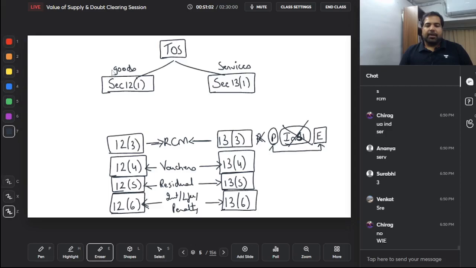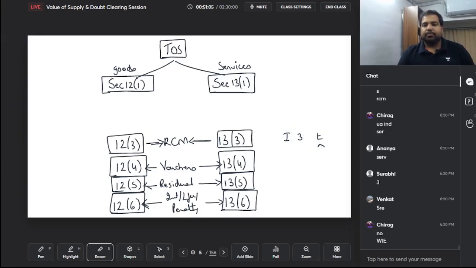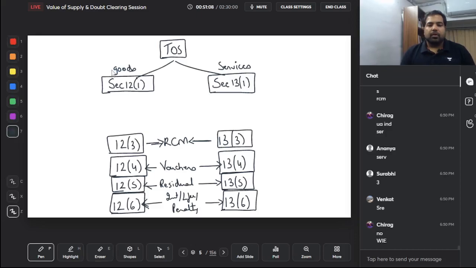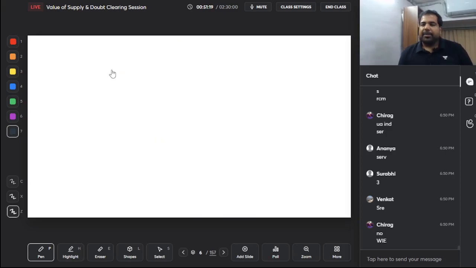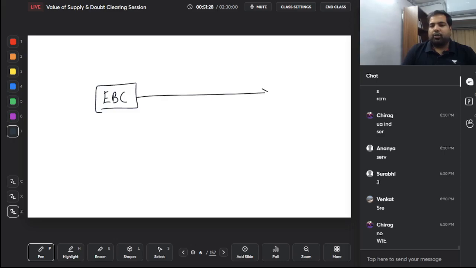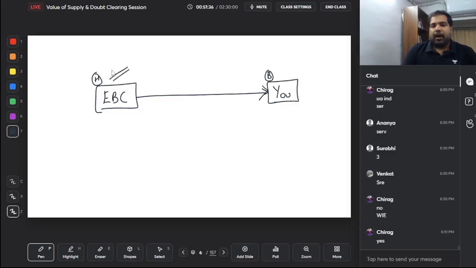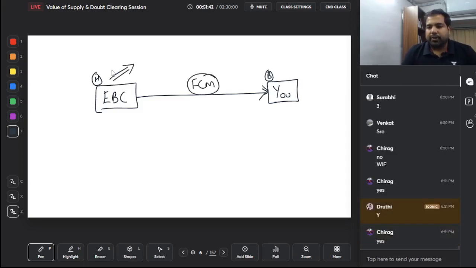Alright, that brings us to the last section of this chapter, guys. Section 12(2) and section 13(2), which talk about FCM. Guys, for FCM we can take any example. So let's take an electric bike company. They are supplying you a bike. Please tell me, will you bear the burden, and will the electric bike company bear the headache and pay the government? Yes. Is this under FCM? Yes, this is under FCM.